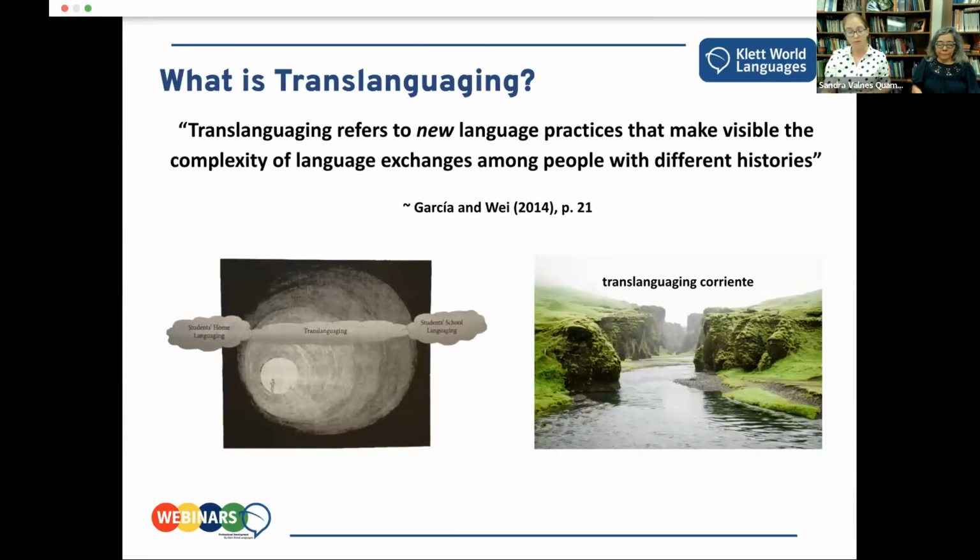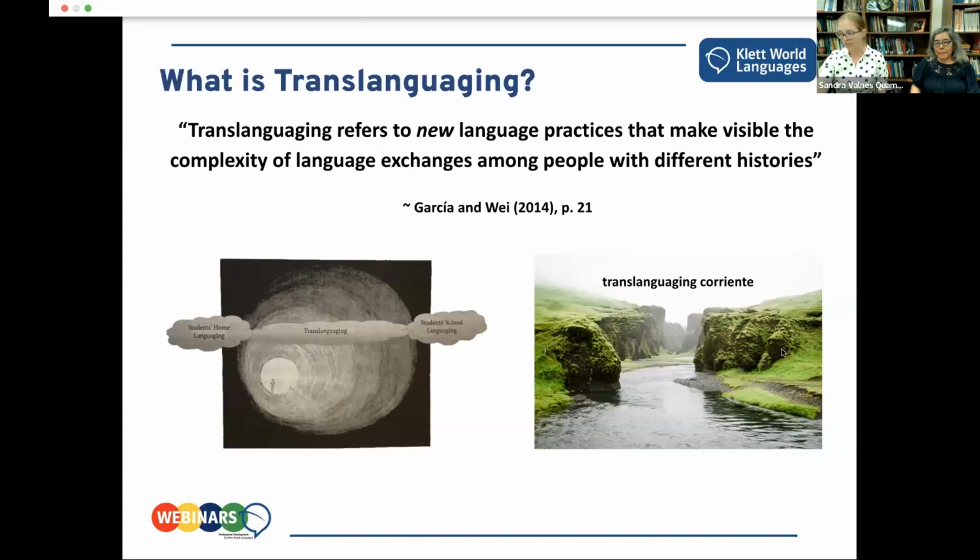But first, a bit of a redefinition of translanguaging. Li Wei and Ofelia Garcia have defined translanguaging as, quote, new language practices that make visible the complexity of language exchanges among people with different histories, end quote. The theory was originally developed in bilingual classrooms and was meant to challenge the stark separations between named languages that isolated students' L1s from their L2s and created a deficit model of language acquisition. Translanguaging instead imagines language learning as an expansion and a deepening of individuals' linguistic repertoires to make meaning and communicate within and across named languages in community with others who in turn have their own unique linguistic repertoires.